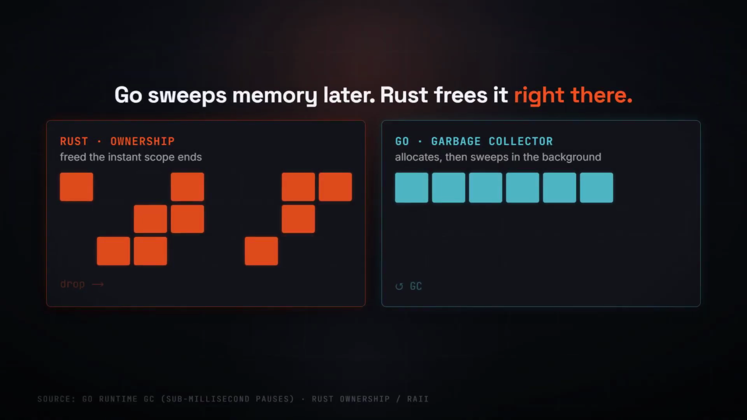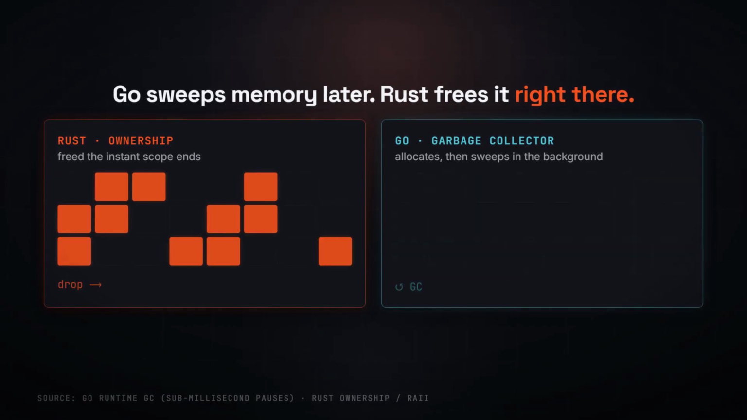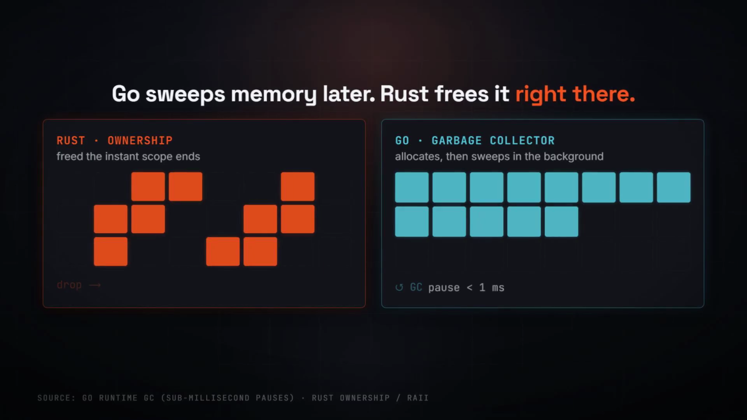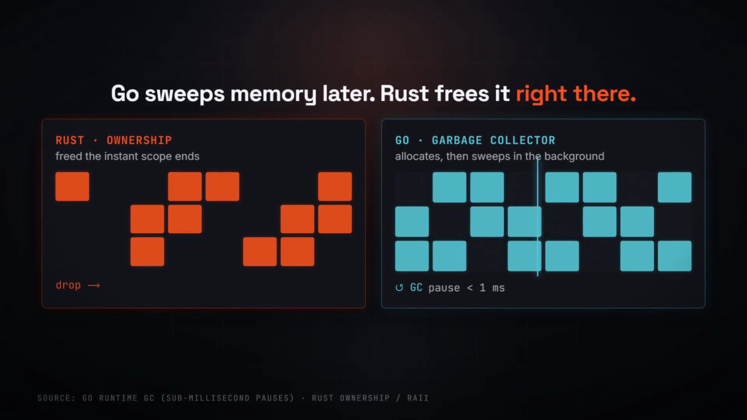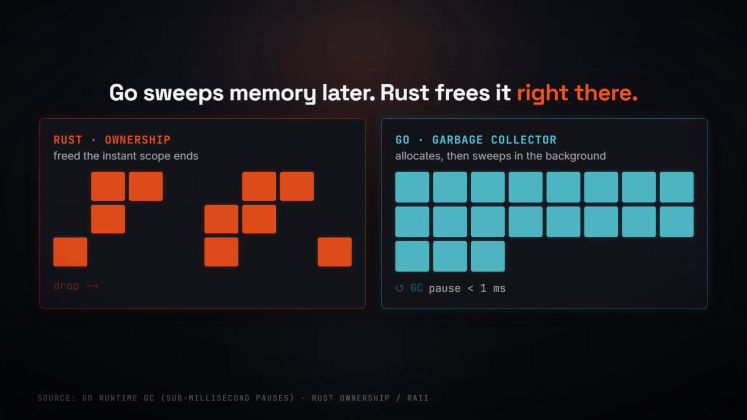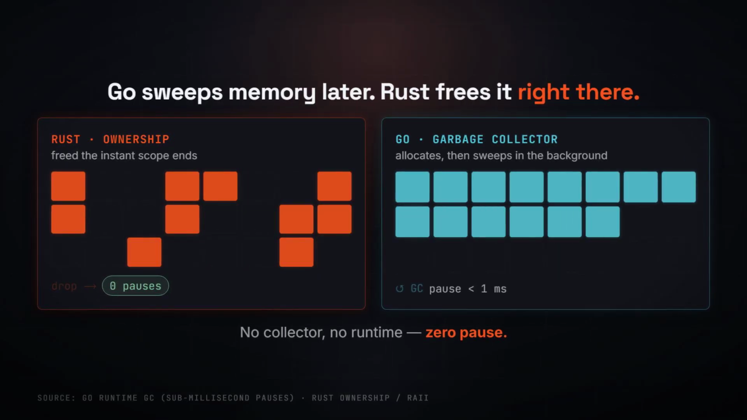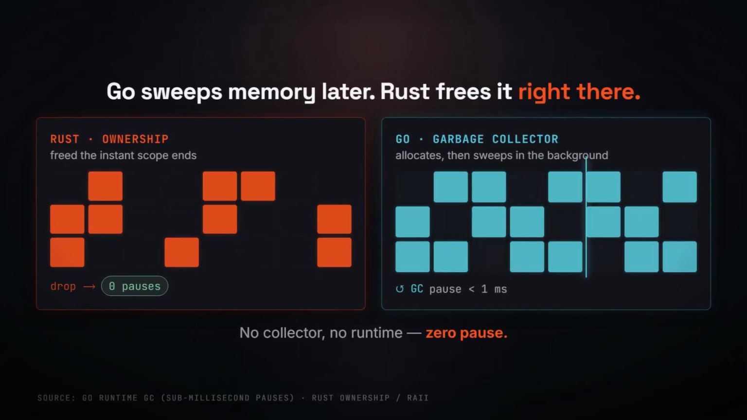Start with memory. Go has a garbage collector, a background process that finds memory you are done with and frees it. It is clever and it pauses for under a millisecond, but it is still work the program does at runtime and memory you do not fully control. Rust has no collector at all. The compiler knows exactly when each value dies and frees it right there.